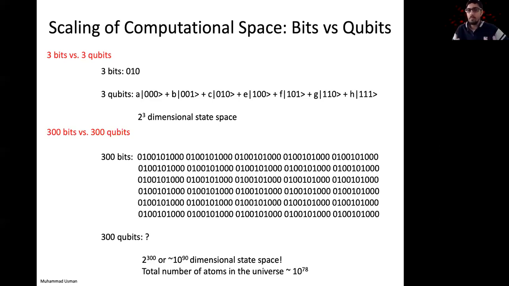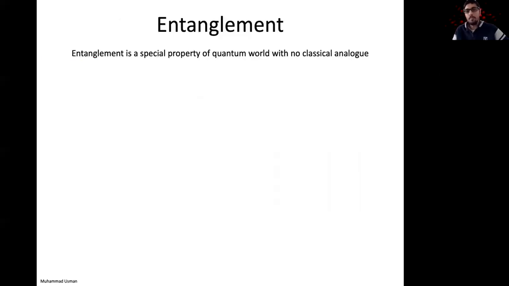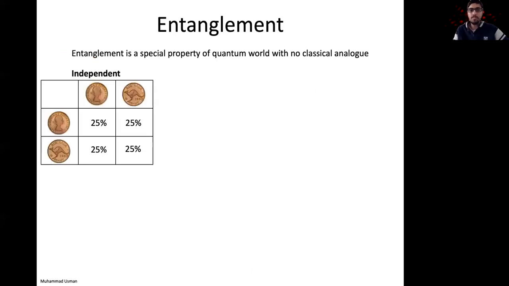So that's the enormous power of quantum computers: if you have qubits, you have access to a very large computational space. Then another magical property of quantum bits is entanglement, which is not present in your classical computers. It's a special property. What I mean by entanglement is, suppose you have 2 coins and both coins are independent and you toss them independently. Since they are independent, there's an equally likely chance that you will get head-head, tail-tail, head-tail, or tail-head. So you will have an equal 25% chance of getting any of these 4 combinations.